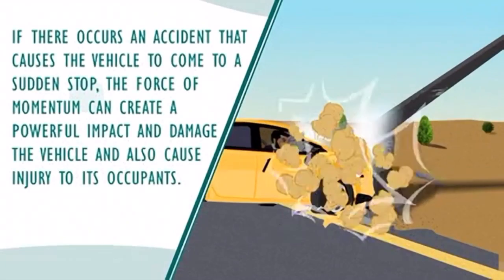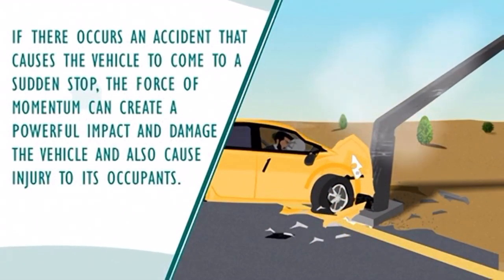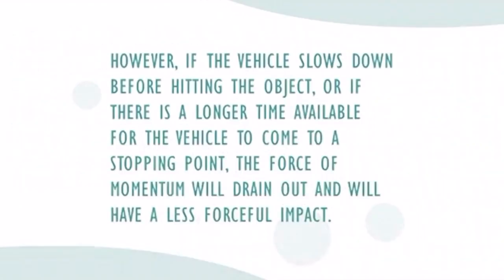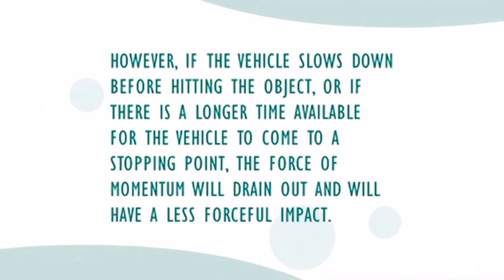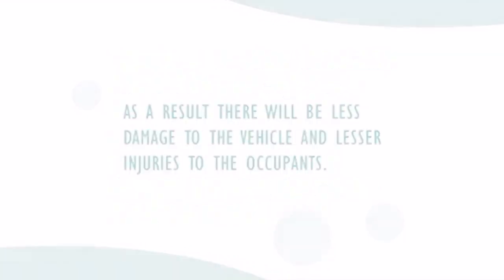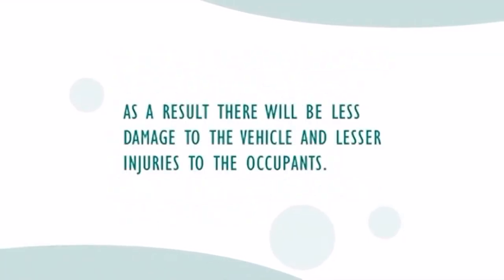If there occurs an accident that causes the vehicle to come to a sudden stop, the force of momentum can create a powerful impact and damage the vehicle and also cause injury to its occupants. However, if the vehicle slows down before hitting the object, or if there is a longer time available for the vehicle to come to a stopping point, the force of momentum will drain out and will have a less forceful impact. As a result, there will be less damage to the vehicle and lesser injuries to the occupants.